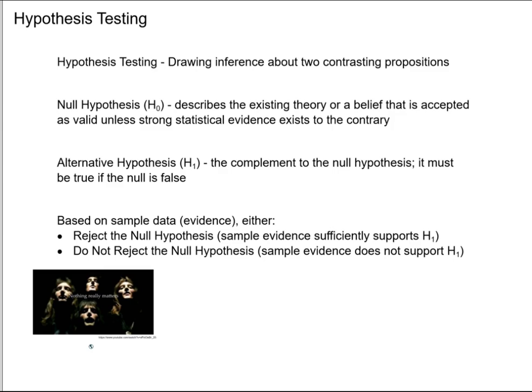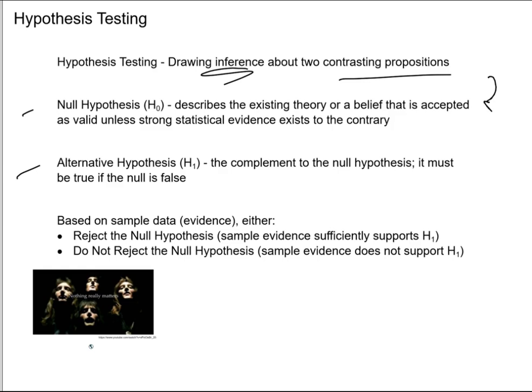So again, some of this you've seen before. In hypothesis testing, we're drawing inference about 2 contrasting propositions. You would probably recall in an earlier statistics class considering a null and an alternative hypothesis. Together, the null and the alternative have to be a mutually exclusive, completely exhaustive set of propositions. What does that mean? Mutually exclusive: you cannot have it be both of these things. It has to be one or the other. Mutually exclusive and also completely exhaustive: they have to cover all possible outcomes.